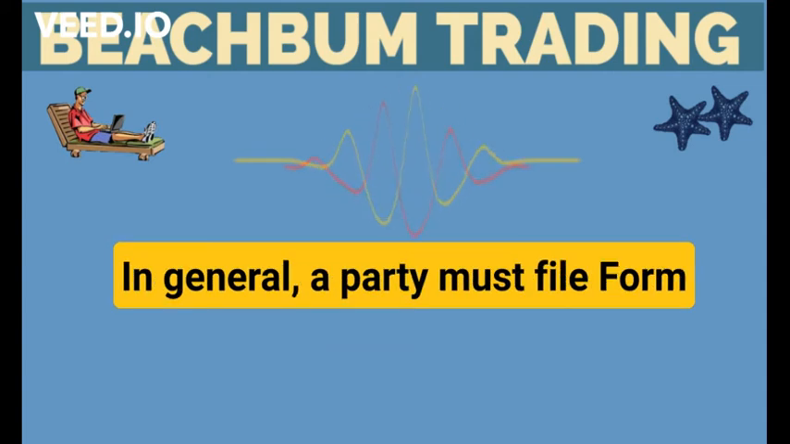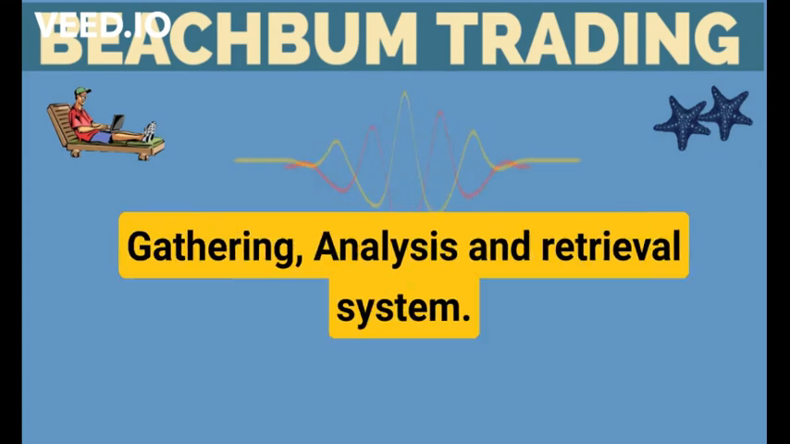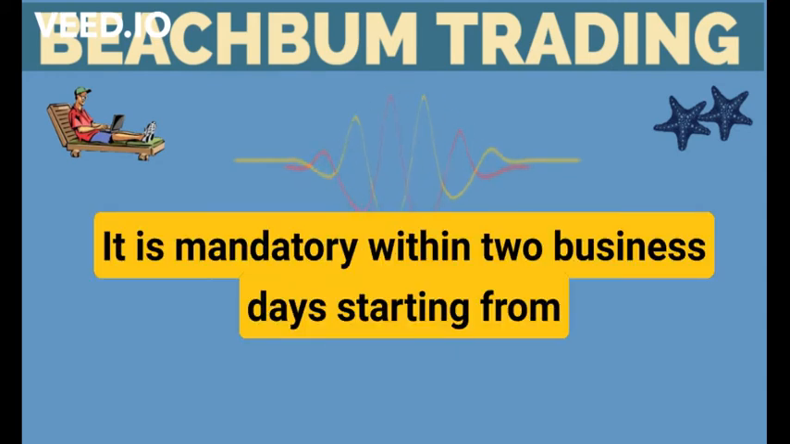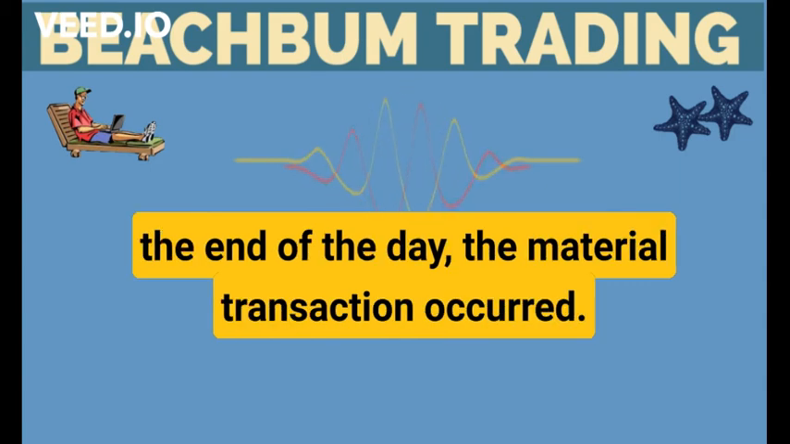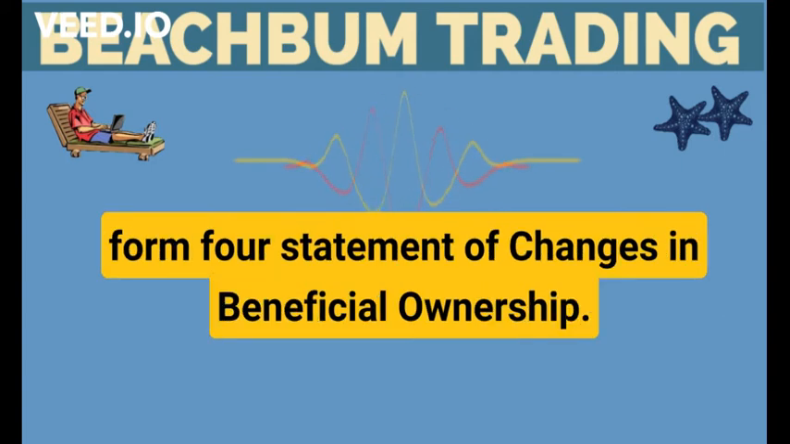In general, a party must file Form 4 electronically via the Commission's Electronic Data Gathering Analysis and Retrieval System (EDGAR). Exceptions can occur during hardship. It is mandatory within 2 business days starting from the end of the day the material transaction occurred. Here is a link to a downloadable SEC Form 4, Statement of Changes in Beneficial Ownership.